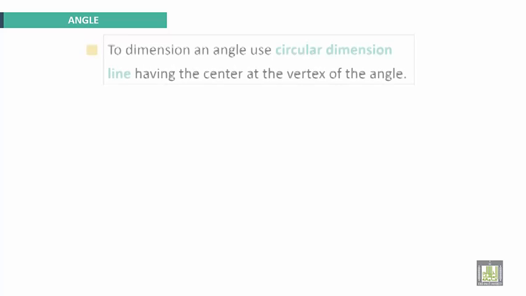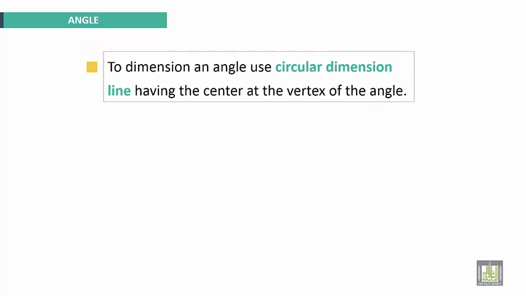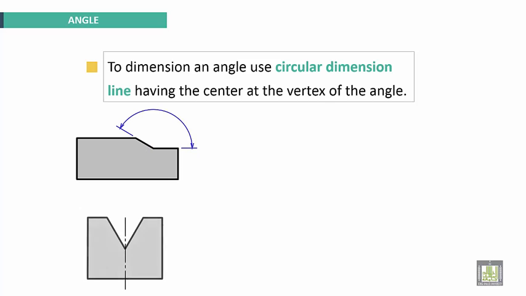Angle. To dimension an angle, use a circular dimension line having the center at the vertex of the angle. One example here, this is the angle. We use this circular dimension line. This is another example.